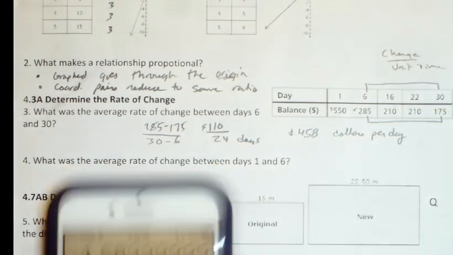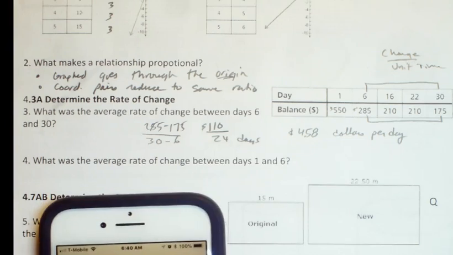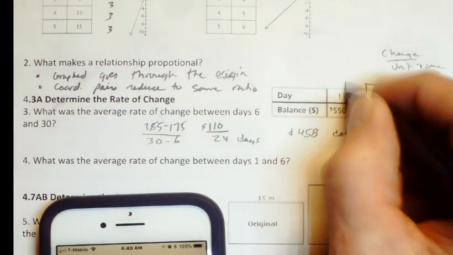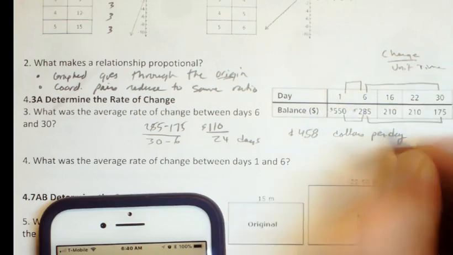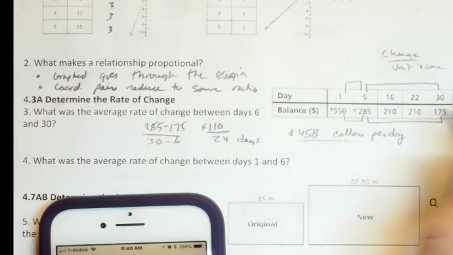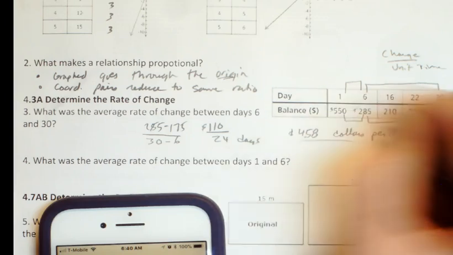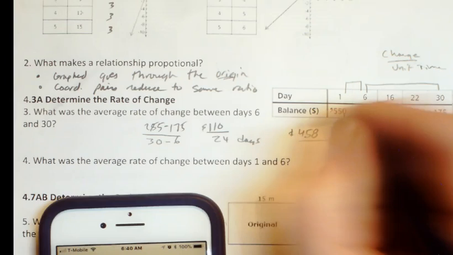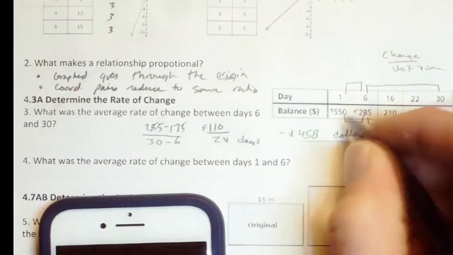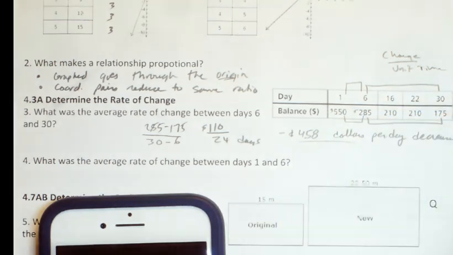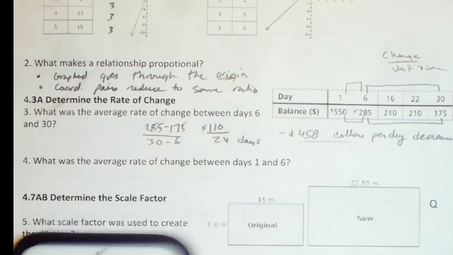Let's take a look at the other one here. What was the average rate of change between dates 1 and 6? This was a decrease. It went from 285 to 175. So this is a minus $4.58 dollars per day decrease. Sorry about that. This is going to be a decrease too. We're going from 550 to 285. So let's get that set up.